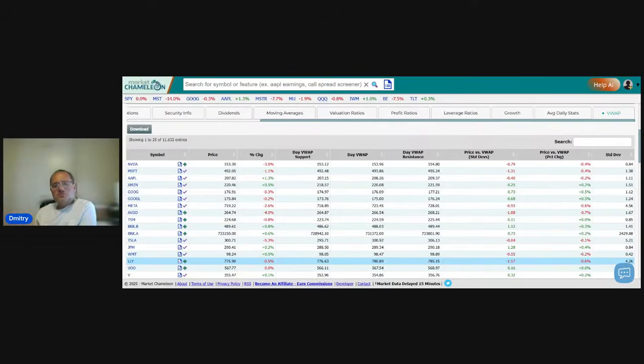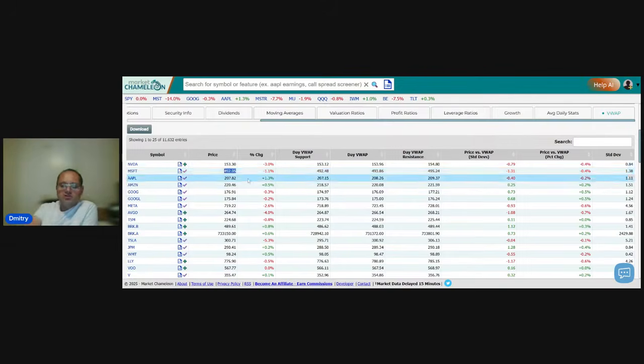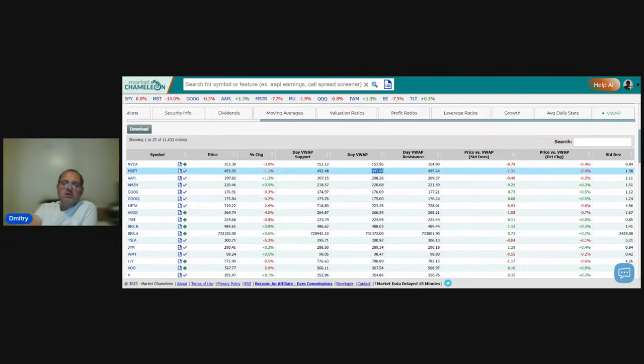So here is what is interesting. Microsoft is also below, right? Microsoft is 492.05, which is below the VWAP price of 493.86. So this is 0.4% below the VWAP. So is Nvidia. So they're both 0.4% below, but in Microsoft's terms, that translates to more than one standard deviation.